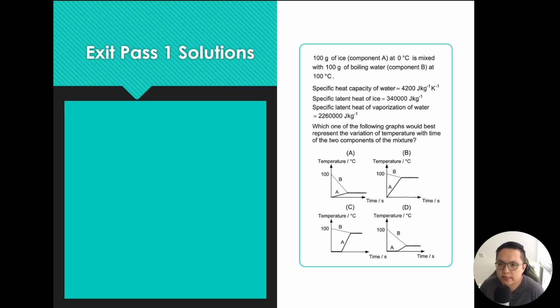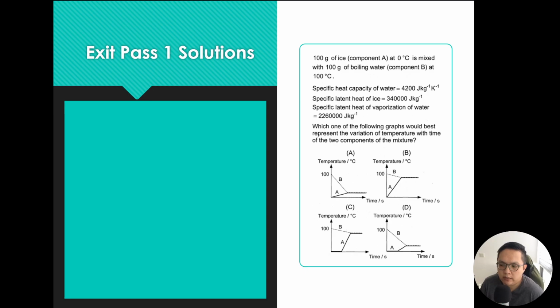I have 100 grams of ice, that's component A, at 0 degrees Celsius, and it's mixed with 100 grams of boiling water, component B, at 100 degrees Celsius. You're given the specific heat capacity of water, the specific latent heat of fusion of ice, and the specific latent heat of vaporization of water. Which of the following graphs best represents the variation of temperature with time of the two components of the mixture? So you have water at 100 degrees Celsius, and ice currently at 0 degrees Celsius.